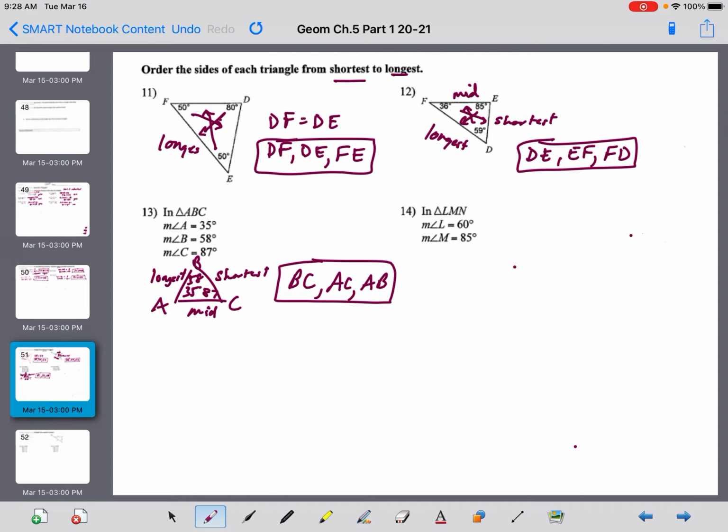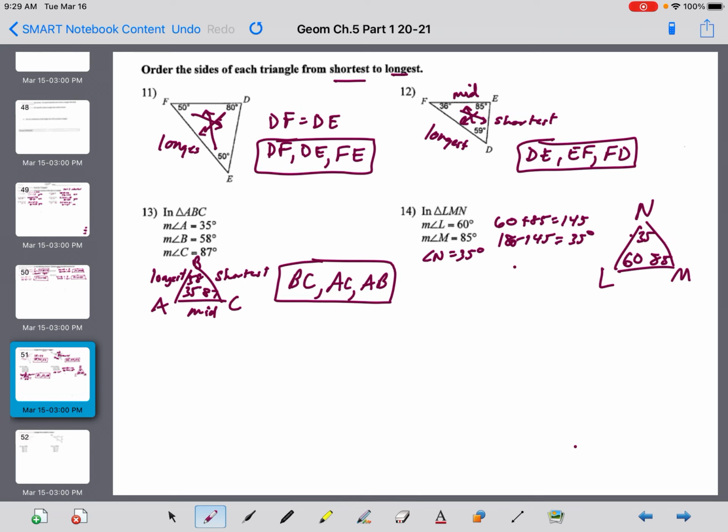All right, same thing. Oh, they forgot to give us angle N. So anytime they don't give us the third angle, we have to do some math first. 60 plus 85 is 145. And 180 minus 145, sorry, I forgot the 0 there, is 35 degrees. So angle N is 35 degrees. So now when I draw my generic triangle, LMN, I'm going to put 60 in the L position, put 85 in the M position, and put 35 in the N position.